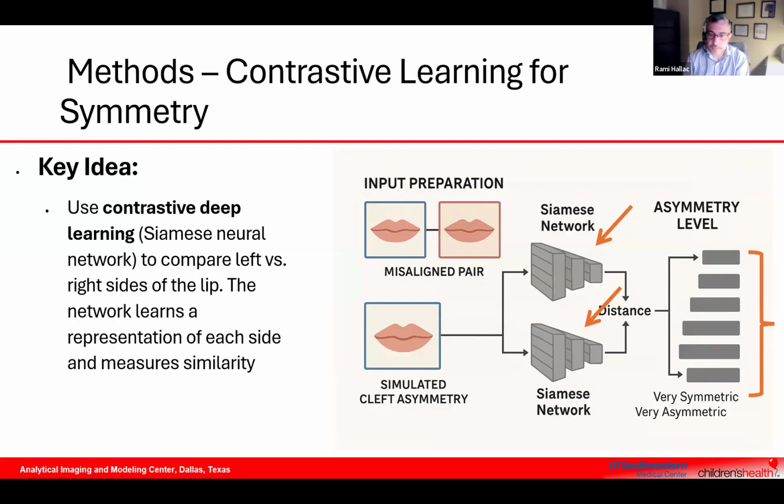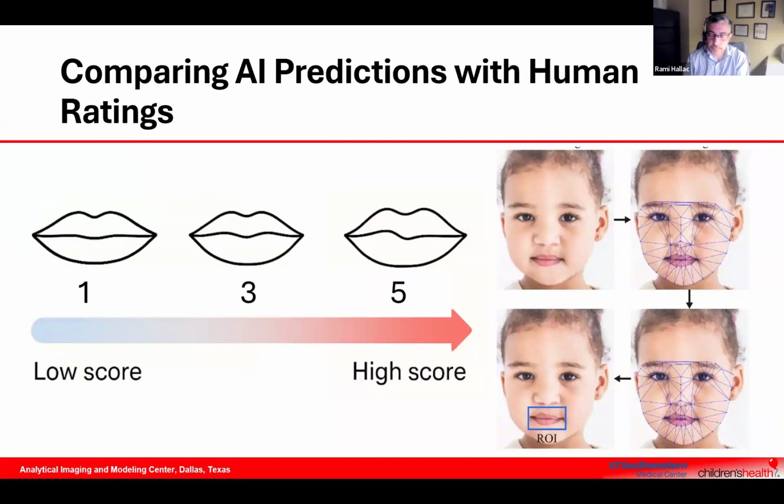We trained the system using contrastive learning, teaching it to output small distances for symmetric pairs and large ones for asymmetric pairs. In other words, instead of labeling the lips as symmetric or not, the AI gave us a continuous score showing how symmetric they were. This made the model work like a symmetry detector, assigning an objective score based on how similar the two sides appear.